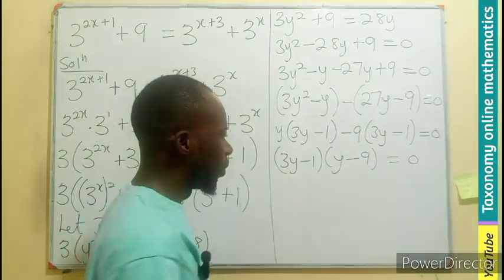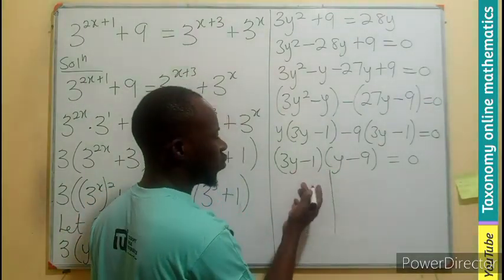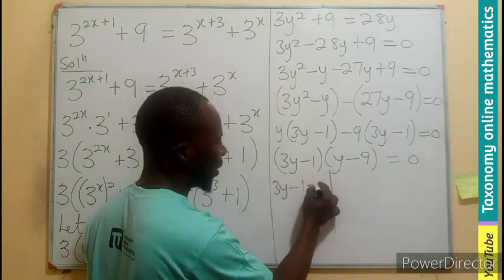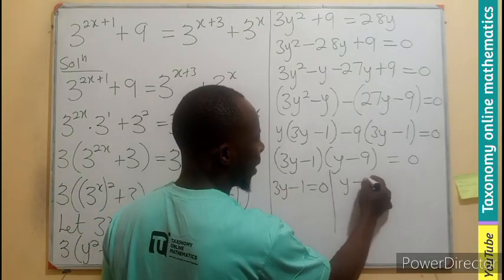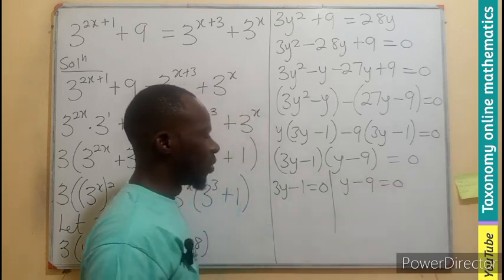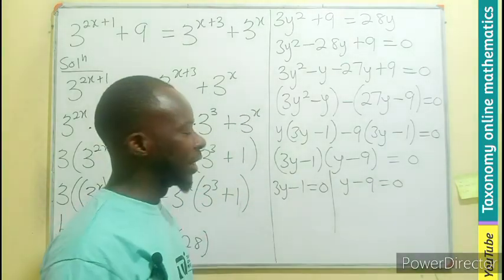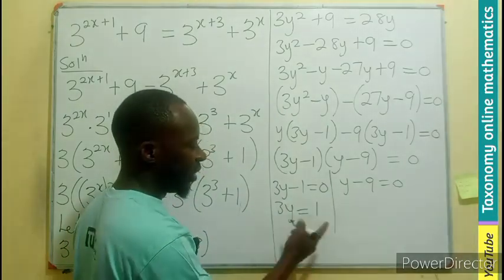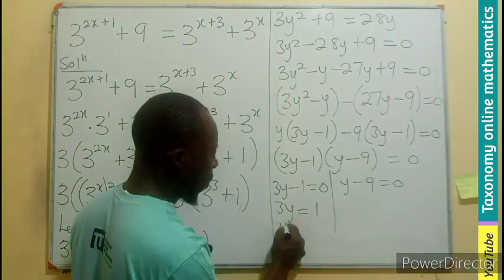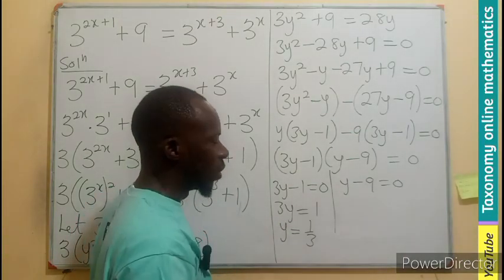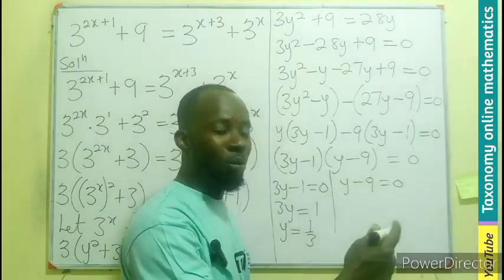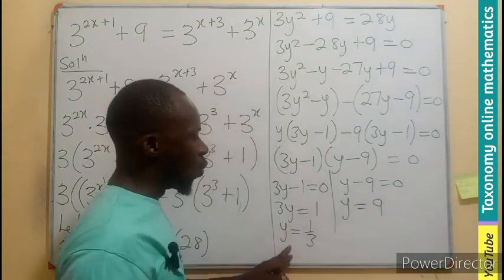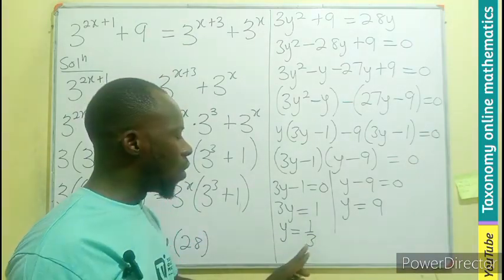So in this case, we are going to have the first one being 0 or the second one being 0. That is 3y minus 1 is 0, or y minus 9 is also 0. Here we add 1 to both sides. That gives us 3y equals to 1. We divide by the coefficient, so y will be equals to 1 on 3. Adding 9 to both sides will also give you y equals to what? 9. So therefore, y is either 9 or 1/3.